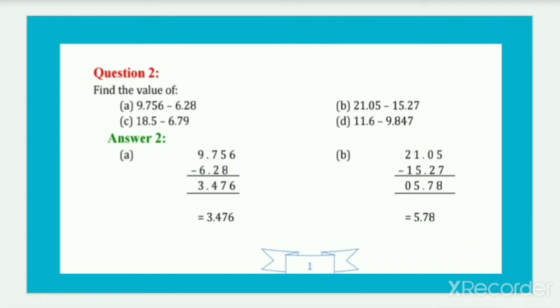Moving to the question number B, we have 21.05 minus 15.27. So when we subtract both the numbers, we will be having 0.578.